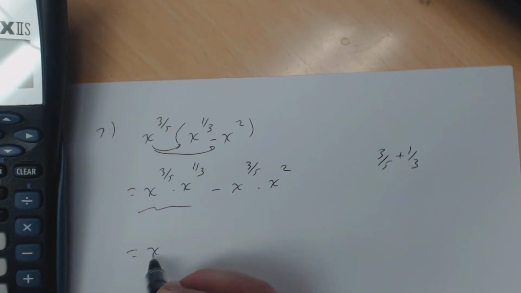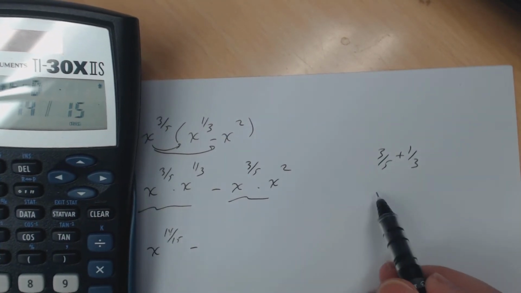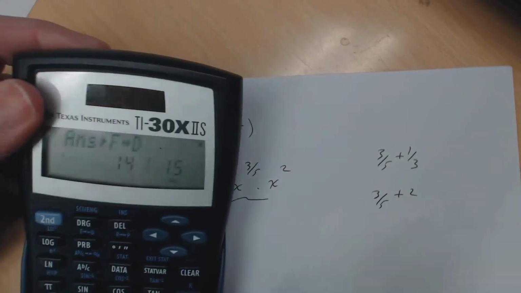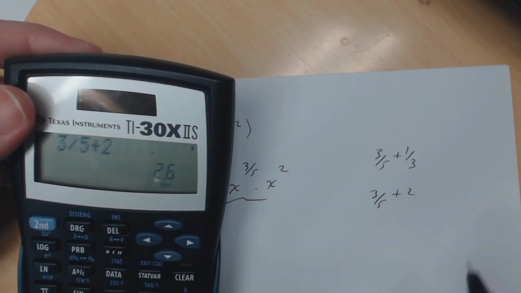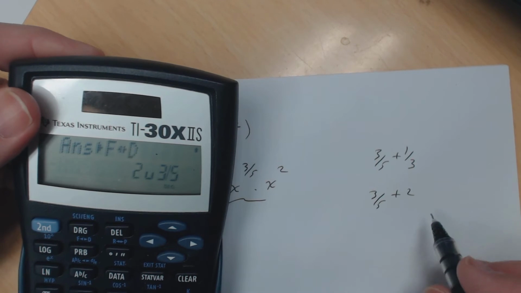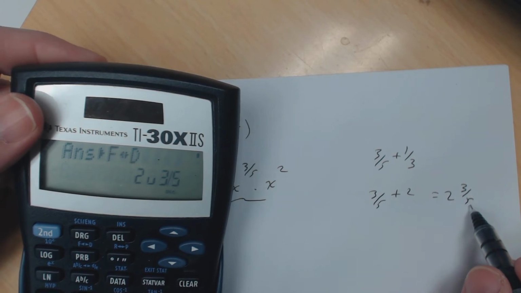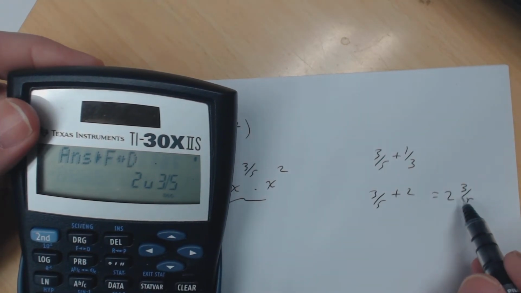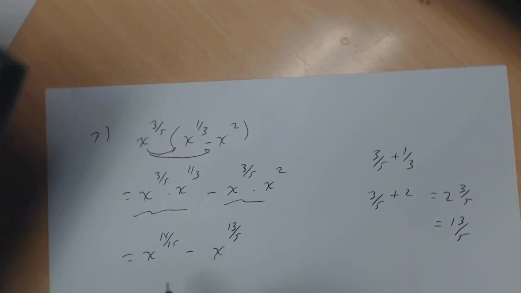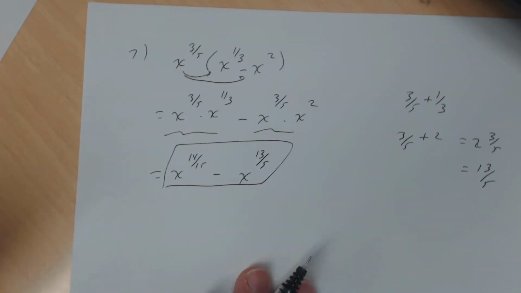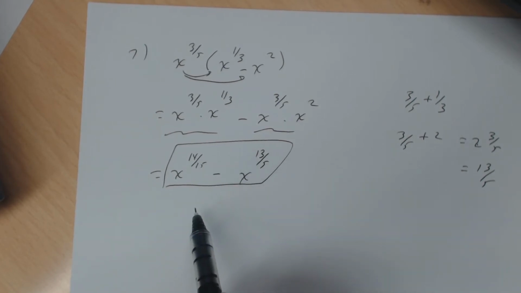So this right here becomes x to the 14/15 minus, and over here, when you multiply like bases, you add exponents, so we've got to figure out what 3/5 plus 2 is. So 3 divided by 5 plus 2 equals 2.6. And so that's 2 3/5, which you should have known because this is the whole number part. And then changing that to an improper fraction, 5 times 2 is 10 plus 3 is 13. So it's x to the 13/5. So that's your answer there. You can't combine these. Don't make the mistake of combining these because the exponents are not the same. They're different.